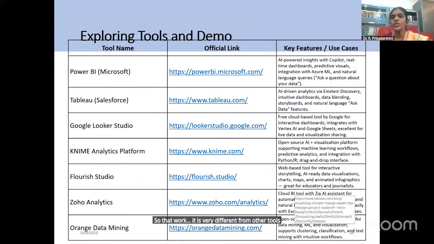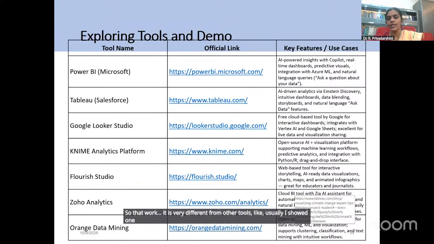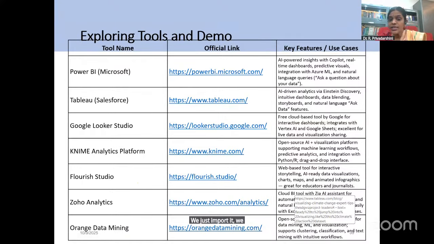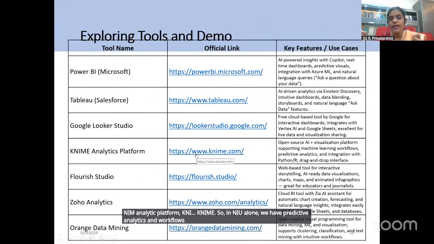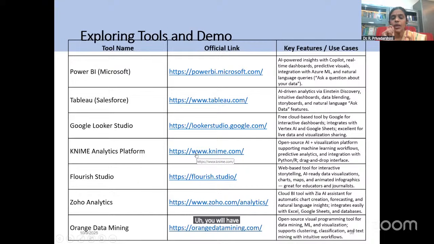Usually I showed one flow, right? We collect the data, import it, clean it, and then visualize it. That's how we do it, and then we report it. In KNIME alone, we have predictive analytics and workflows with nodes. There will be readers; we can give input as a CSV file, import it, filter it, clean the data, and visualize.